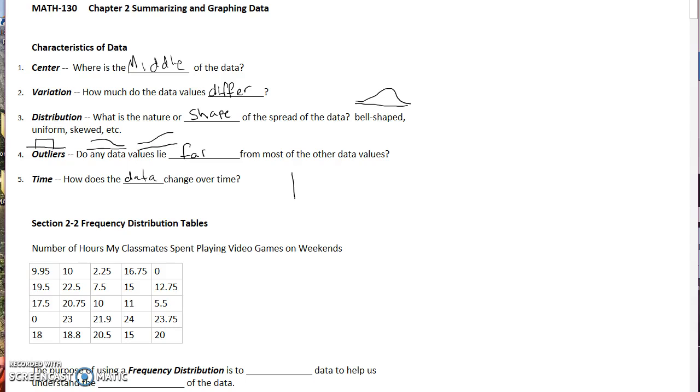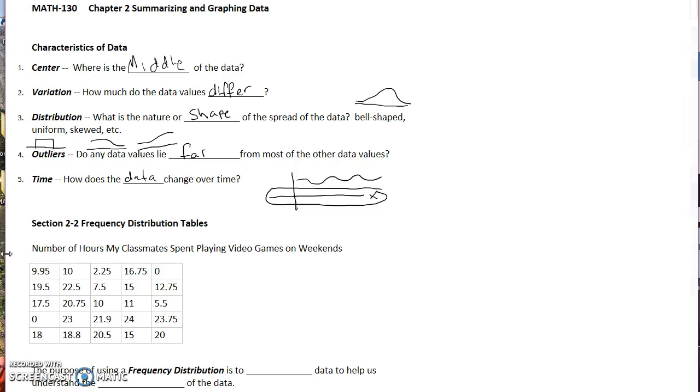One comment I want to make about this is time will always be graphed on the horizontal or x-axis. Because when you think about things, we might track populations over time or temperatures over time, and you might see something like that. But this horizontal axis is always time.